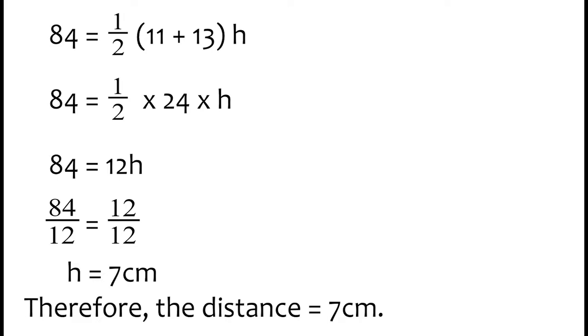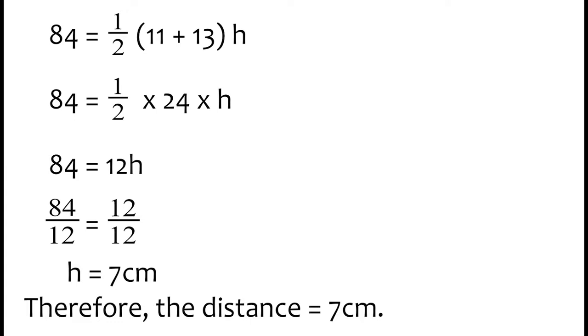So, I now have 84/12 equals 12H/12. H is missing there. Now, what is 12 divided by 12? The answer is 1. And 1 times H that is missing will give you 1H, which is equal to H.